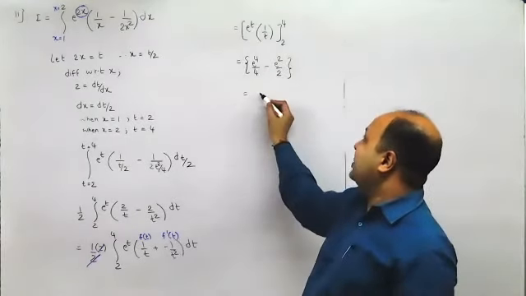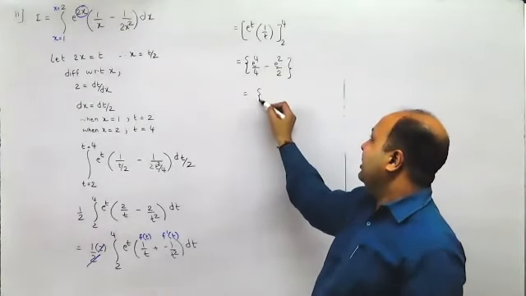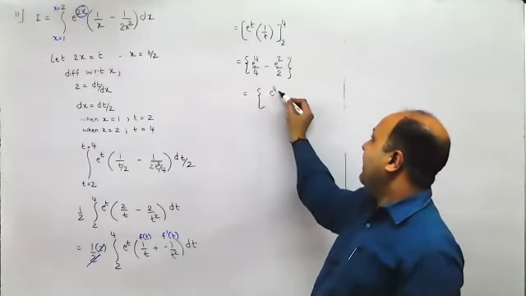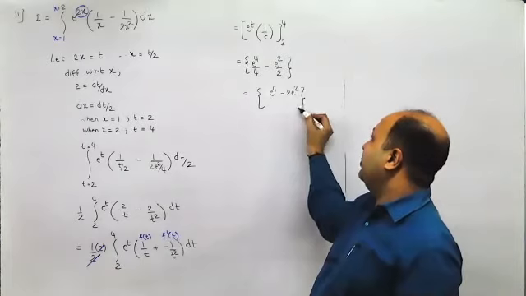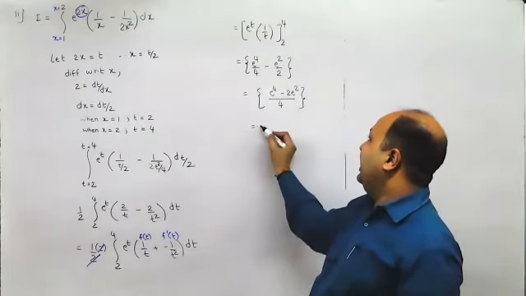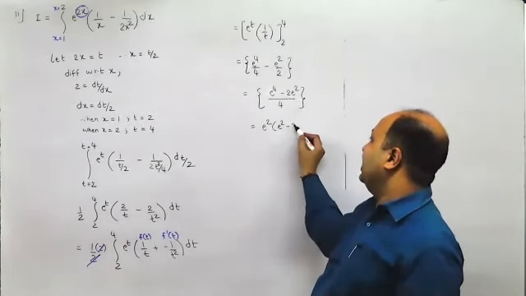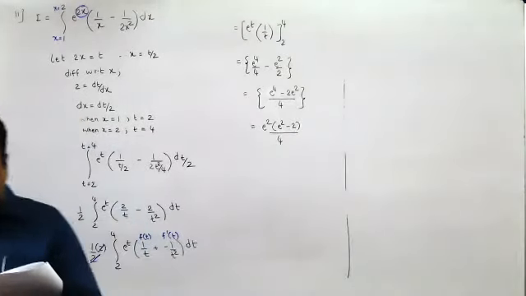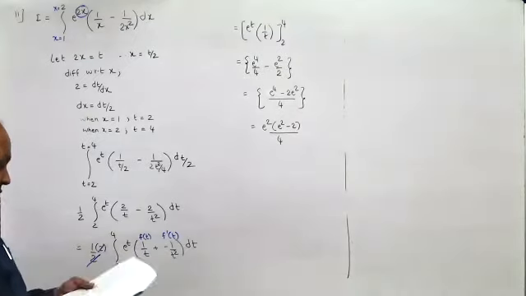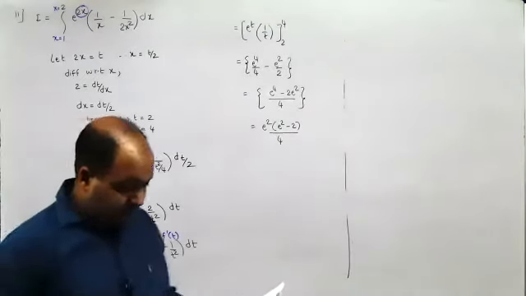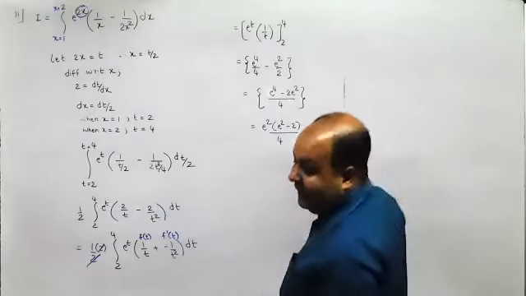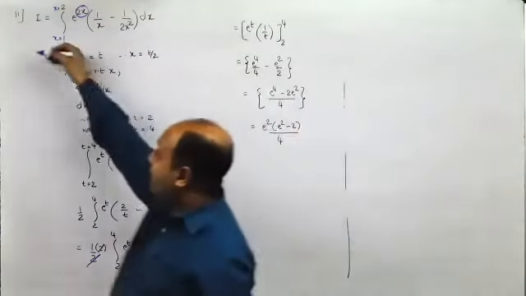You can take e square common. In fact, you can write here, this is 2 e raised to 4 minus 2 e square upon 4. So e square common, you will get e square minus 2 upon 4. This is miscellaneous, question number 4, fifth part.